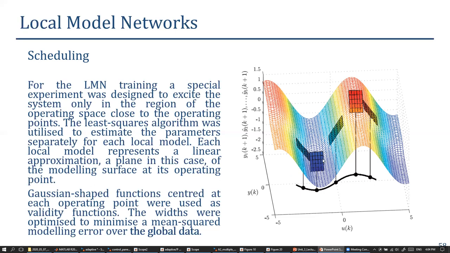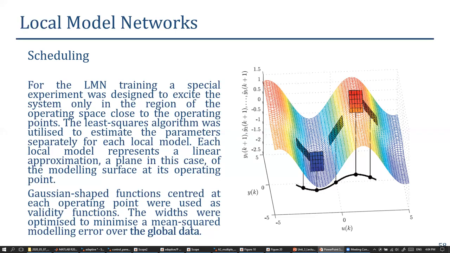So once we have them, then we need to place Gaussian or some sort of validity functions in order to make these local models valid around the operating point. And then we need to sum all of them together in order to get the model that is valid across the operating space.